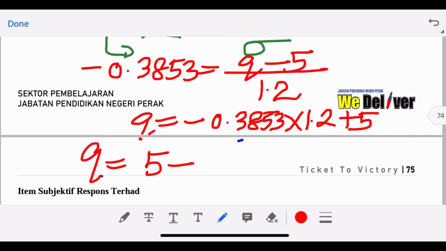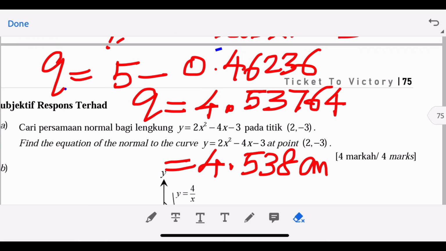Okay, let's press the calculator. 0.3853, right? We're going to times with the 1.2. 0.3853 times with the 1.2. So we have 0.46236. Now you take 5 minus 0.46236 and the answer should be less than 5.